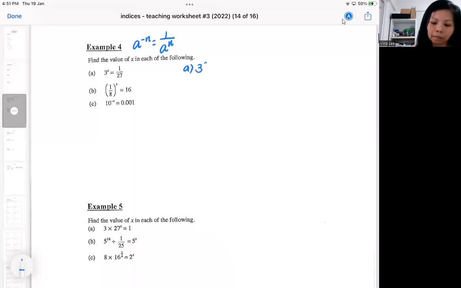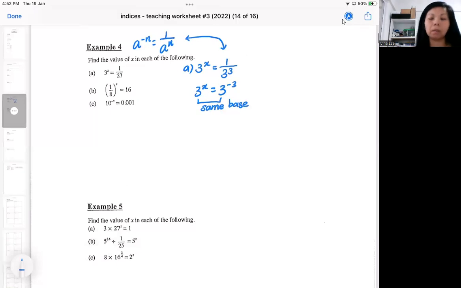In part A, we got 3 to the power x, then we got 1 over 27. First of all, you need the instinct that 27 is 3 cubed. You can punch your calculator to confirm the value. So 27 is 3 cubed, and you have to change it automatically. Then you can relate this rule here, so you'll get 3 to the power minus 3, and you will end up with the same base. Where we have the same base, we can compare the power. So from the comparison of power, x is equal to minus 3. That's how we present it.